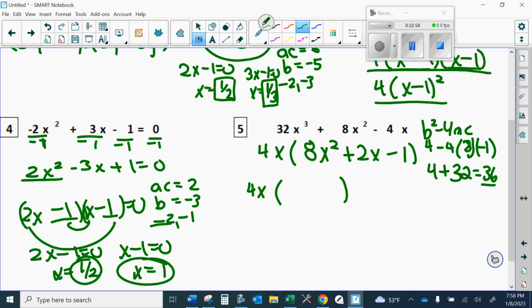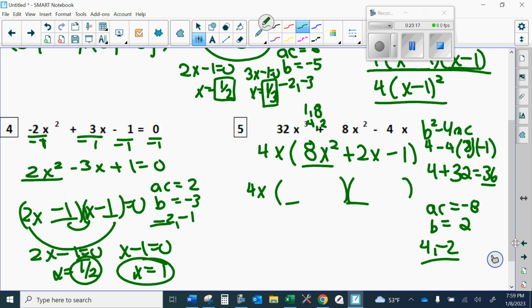Now, again, a times c is -8 and b is 2. So that's going to be 4 minus 2. 4 minus 2 is 2, and 4 times -2 is -8. There's my 2. Now, don't forget, this first term times the first term must multiply to 8x squared. Well, I have 2 combinations, either 1 and 8 or 4 and 2. Start with the 1 and 8. Does it multiply to 4 and -2? No, it doesn't. So it must be 4x and 2x.